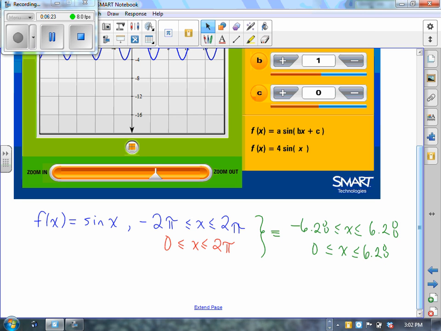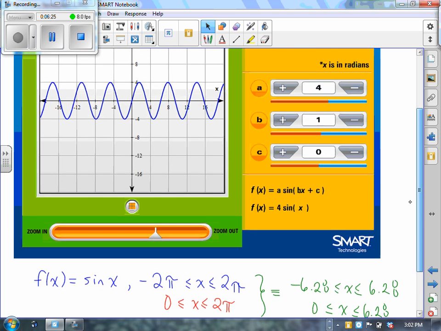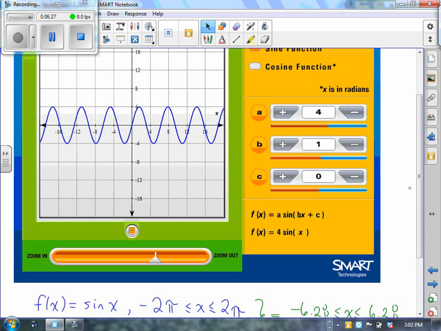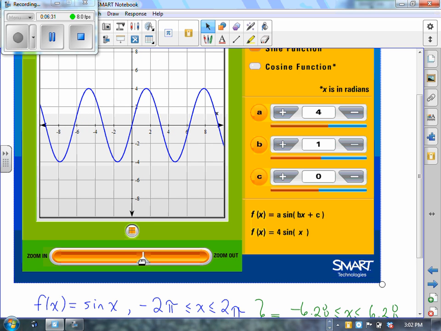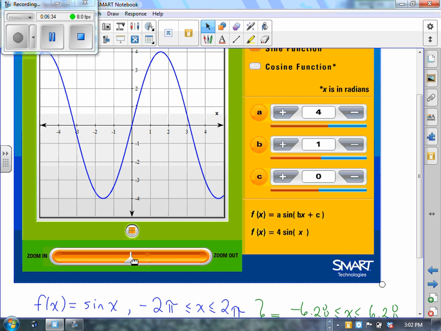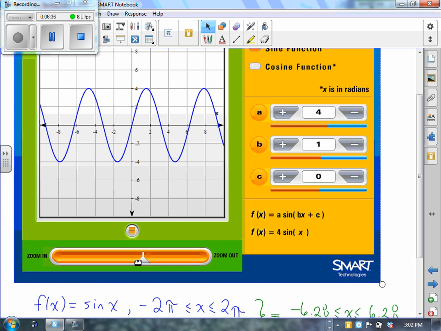So I'm going to go back up to my graphing space. I'm going to zoom in a little bit to account for that. That's not quite enough. We'll leave it here. So you can see that one complete cycle of the sine curve begins here, that is if 0 is our reference or the origin, and ends here at 6.28 radians approximately, or 2 pi radians.